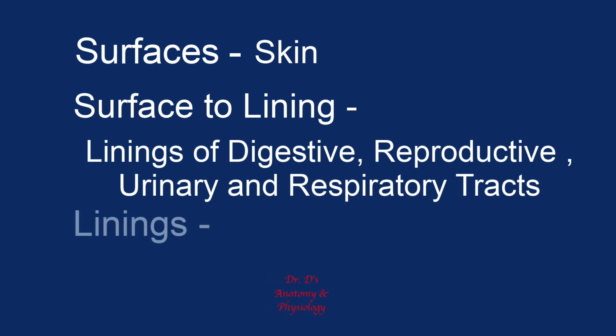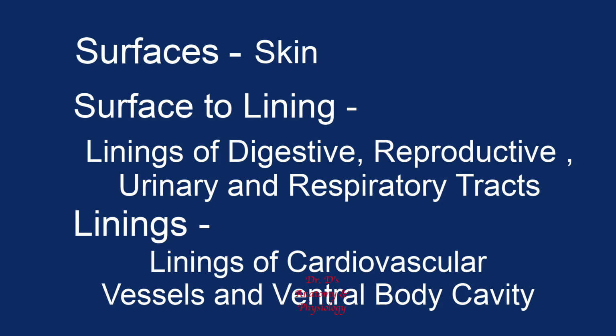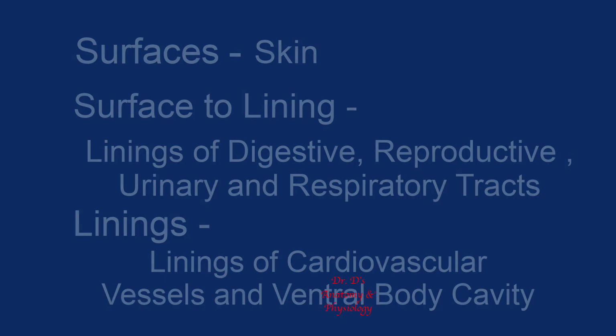There are also linings that are entirely in the interior of the body, lining, for example, the vessels of the cardiovascular system, and the lining of the ventral body cavity, which include the pleural, pericardial, and abdominal cavities. The epithelium that lines internal body spaces, such as the cardiovascular vessels and the ventral body cavity, have given rise to special terminology.